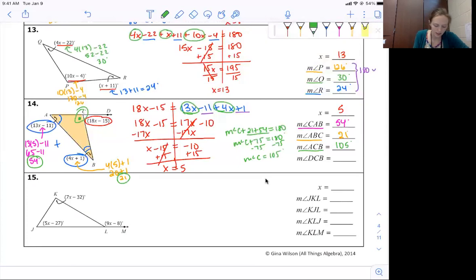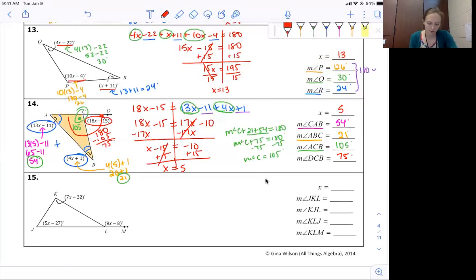And now if this angle is 105 degrees, I know that together, these two add up to 180. So I can do 180 minus 105, which is 75. A lot of work in that one little problem there. On the next one, we're just going to solve for x, okay?